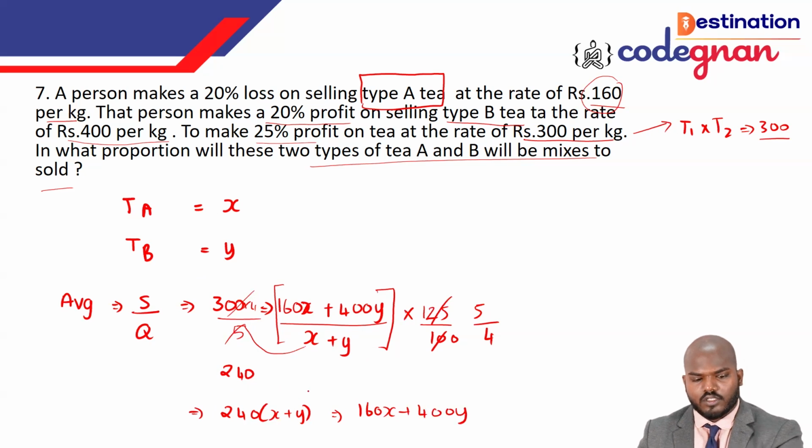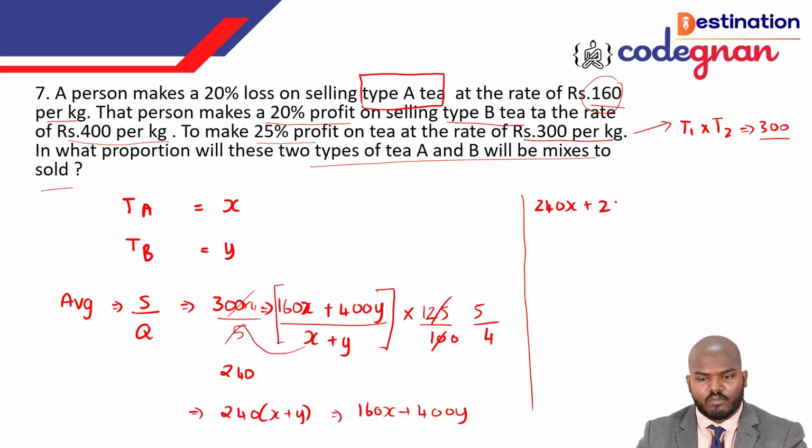Okay, now you see this one. If you multiply the 240 by x, it will give you the value of what? That is 240x plus 240y. We can say here it is equal to 160x plus 400y. So you just want to take the coefficients of the same variable.